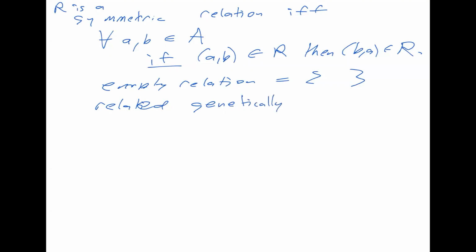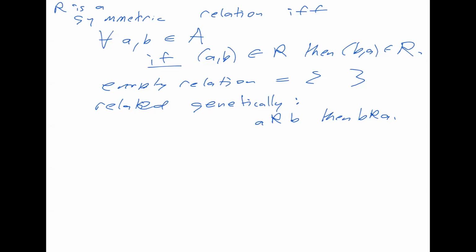So related genetically would work, right? Because if you're related genetically to somebody else, like you have the same mom or something like that, even if somebody else is adopted, if A is related to B, then B would have to be related to A, because if A had the genetics from the same parents as B, then B would have to have the same genetics from parents as A, right? So that would be another symmetric example. That's two symmetric ones. Let's go to the third one.